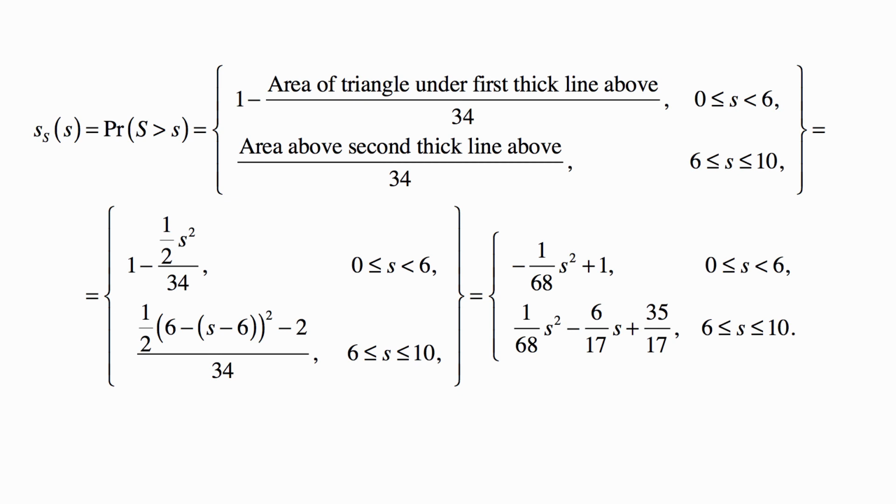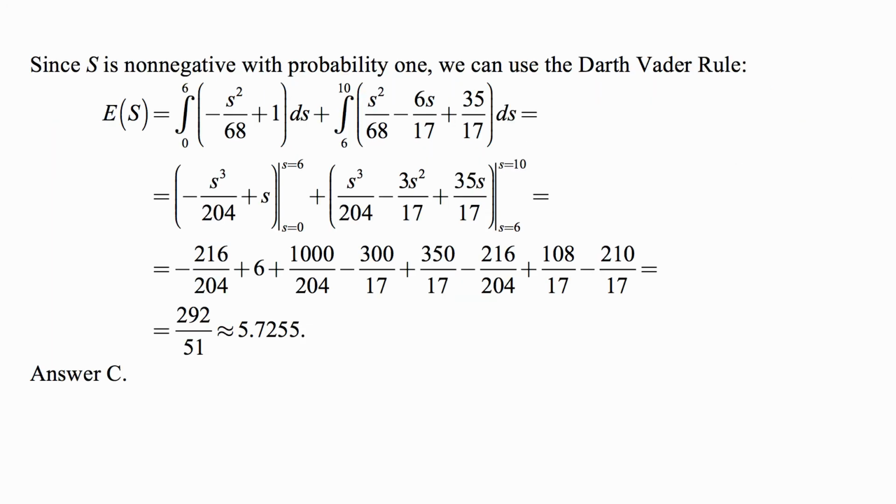And the first thing ends up being minus 1 over 68 s squared plus 1 for s between 0 and 6. And the second thing ends up being 1 over 68 s squared minus 6 over 17 s plus 35 over 17 for s between 6 and 10. And you know why I'm calculating the survival function. We're looking for the expected value of this random variable. The random variable is non-negative with probability 1, so we're going to use the Darth Vader rule.